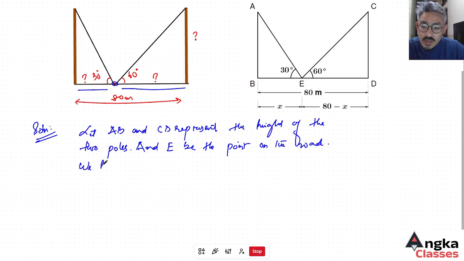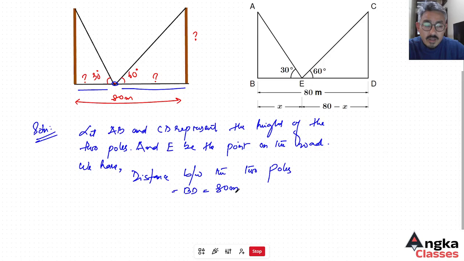Otherwise, we have question distance between the two poles is equal to BD, which is equal to 80 meter. Okay. Next is angle BEA is equal to 30 degree. Angle DEC is equal to 60 degree.